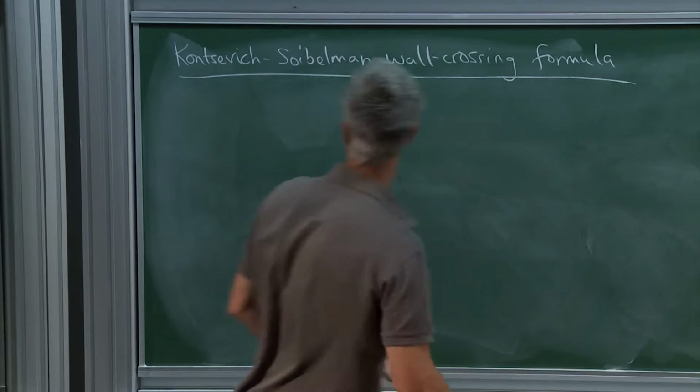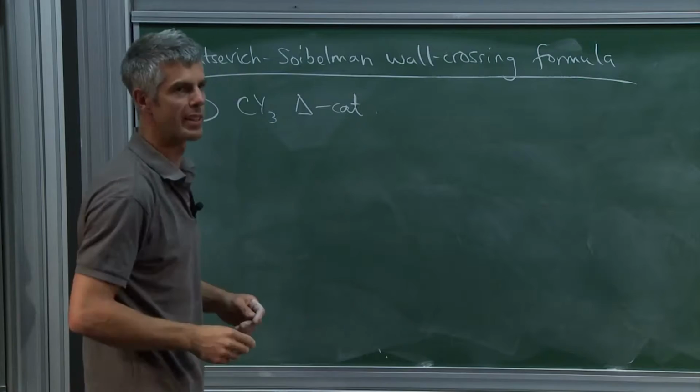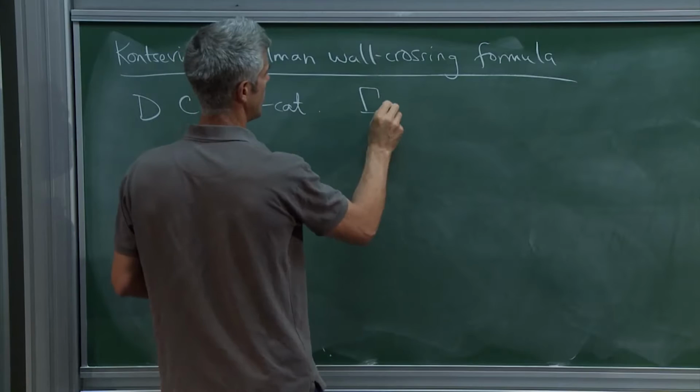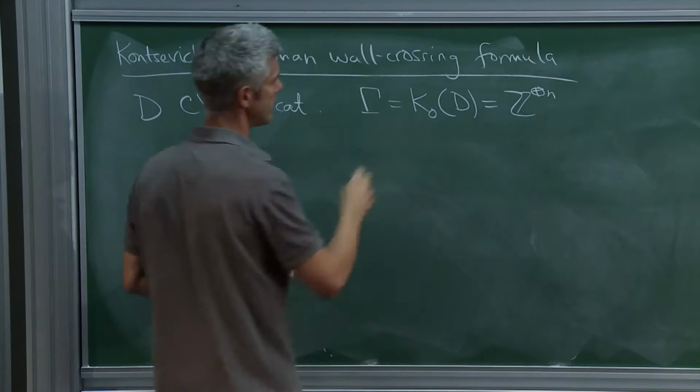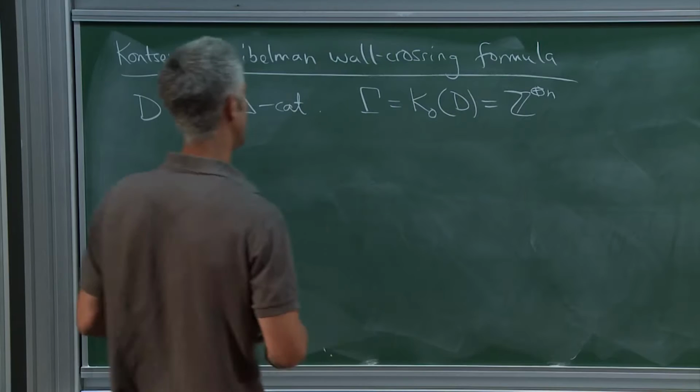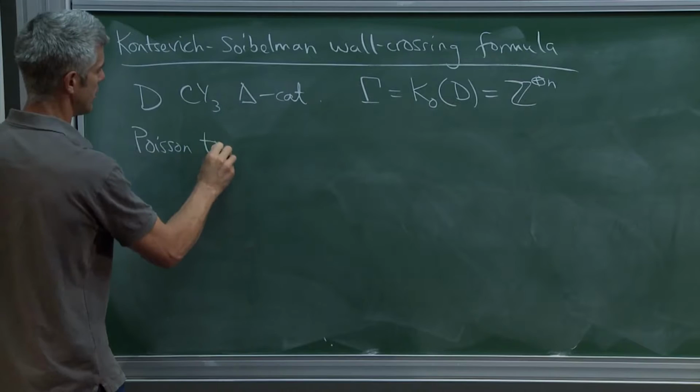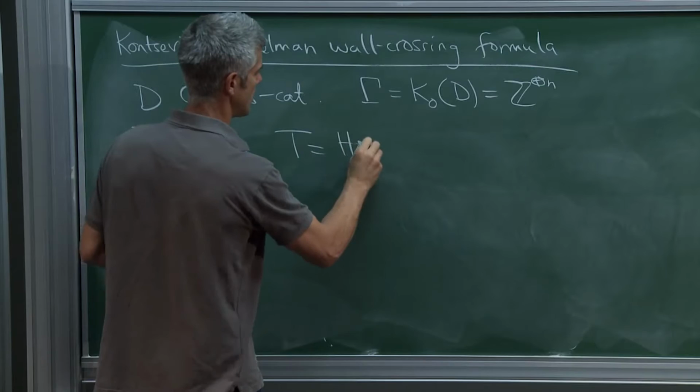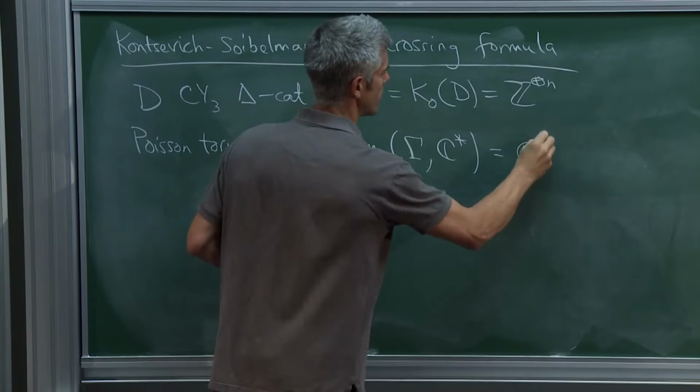Okay, so now we're in the CY3 case. I guess we have no idea what happens in higher Calabi-Yau dimensions. And again, I'm assuming that this thing is a free abelian group, and I'll probably call it gamma sometimes. So there is a Poisson torus, an algebraic torus, knocking around, which invariantly, but of course, it's just C star to the n.